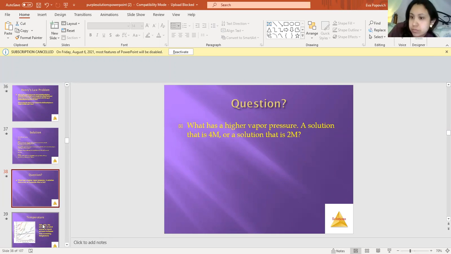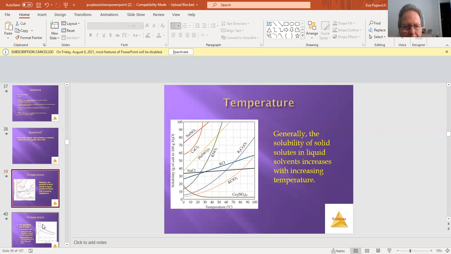2 molar. You just said, sorry, a direct relationship. 4 molar, my bad. 4 molar, because it's a direct relationship. And it makes sense, guys, because if you got more stuff dissolved in there, there's more of a chance that it's going to go up and make a higher pressure.